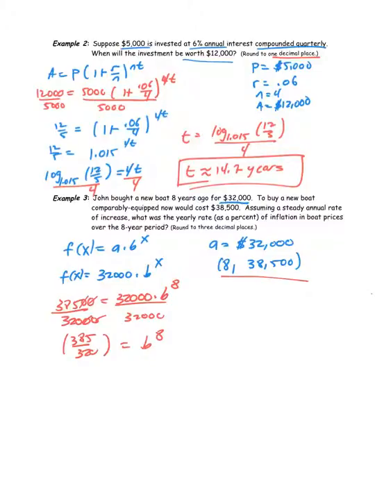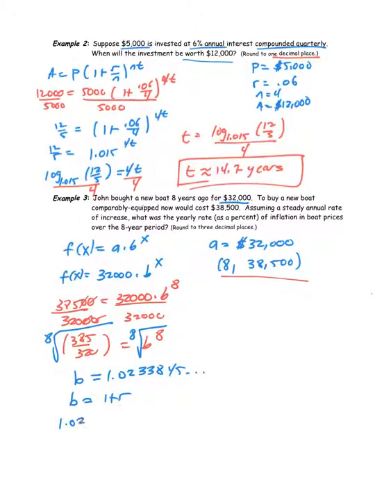I can rewrite that as 385 over 320, canceling out two of these zeros, is equal to b to the 8th. And now to isolate b here, I don't need a log because I'm not trying to get something out of the exponent. I want to find the base, so I can take the 8th root of both sides of the equation, or raise both sides to the 1/8 power, whichever way you like to think about it. And that will tell us that b is equal to 1.02338845, etc. Because this is exponential growth, we know that b is equal to 1 plus r.